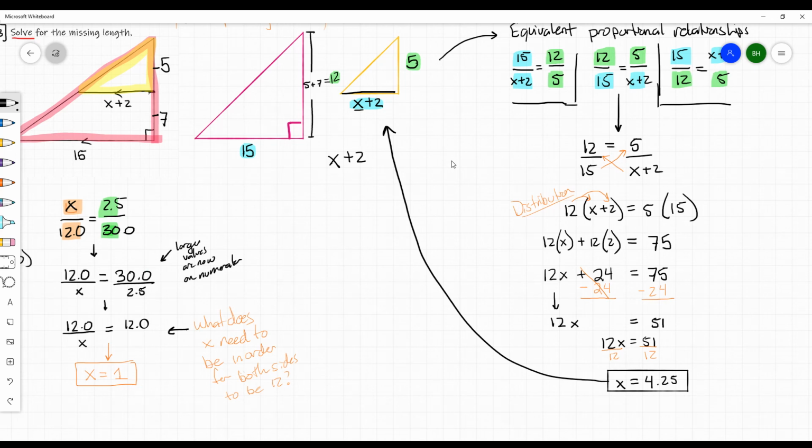But the x we know now is 4.25 plus 2, which means 4.25 plus 2 is a value of 6.25. So this whole length here is a value of 6.25.